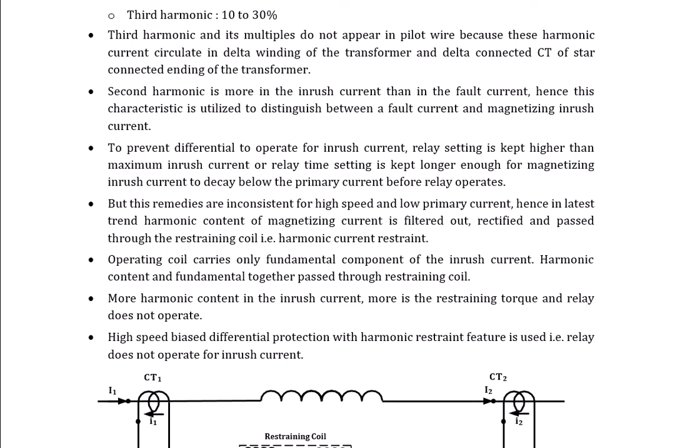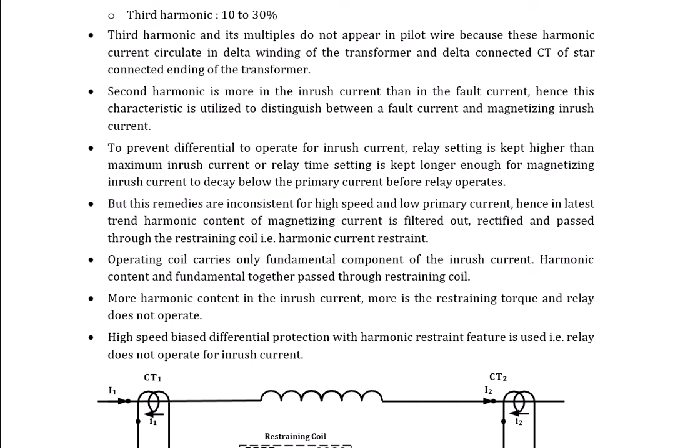The third harmonic and its multiples do not appear in the pilot wire, because this harmonic current circulates in the delta winding of the transformer and the delta-connected CTs of the star-connected winding of the transformer. So we cannot observe the third harmonic while the inrush current is flowing. The second harmonic is more in the inrush current than in the fault current. Hence, this characteristic is utilized to distinguish between the fault current and the magnetizing inrush current.